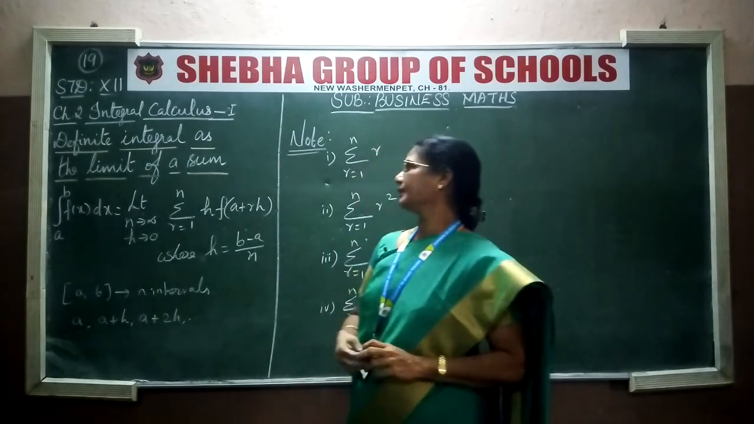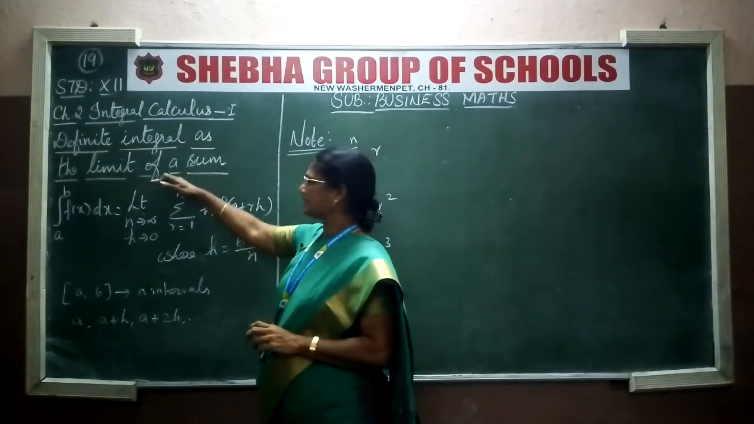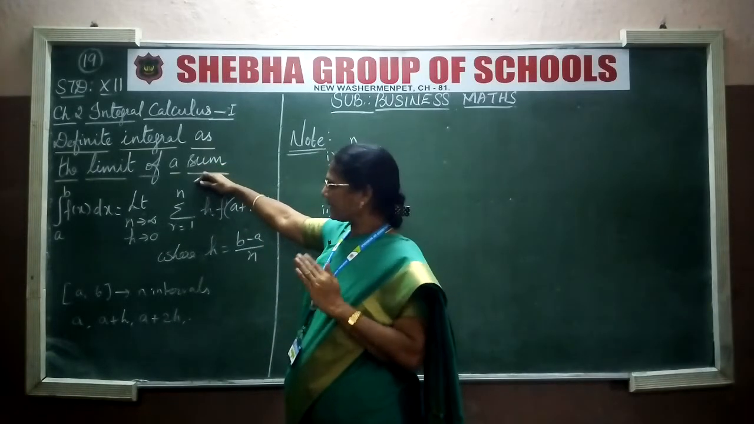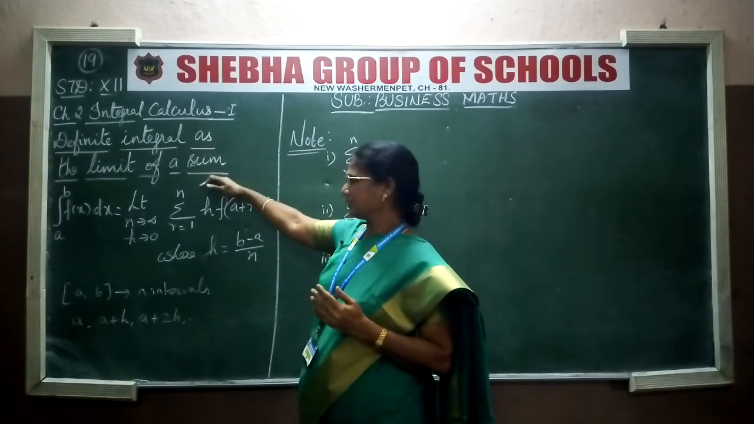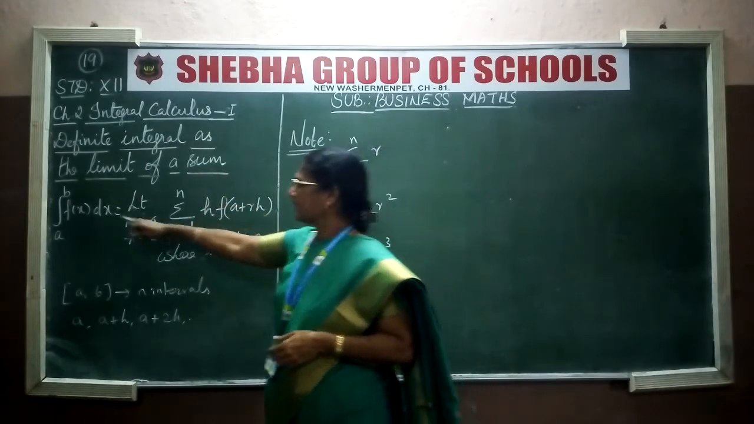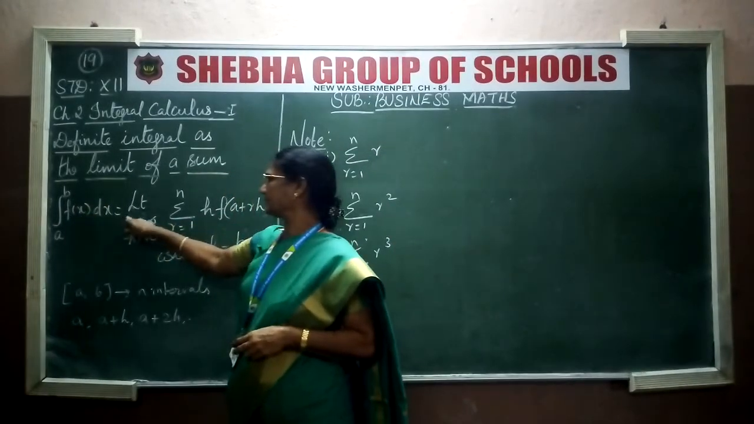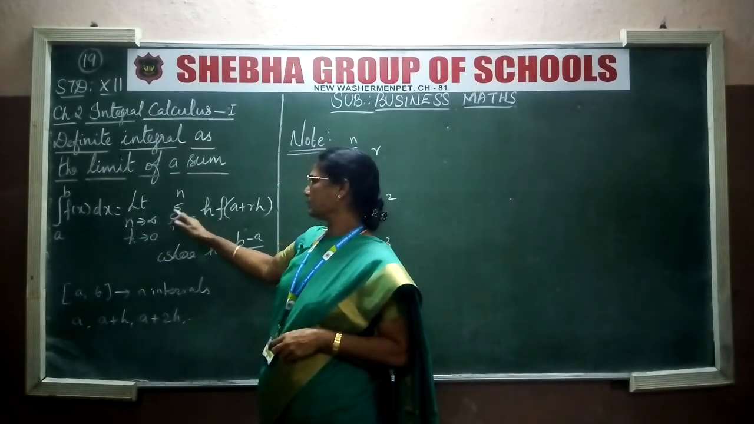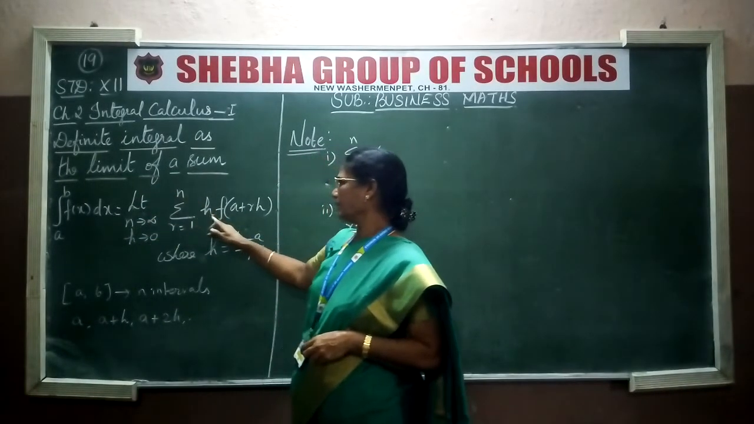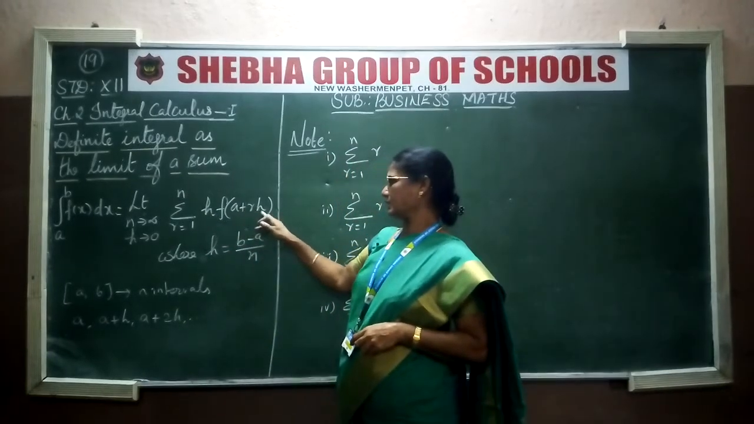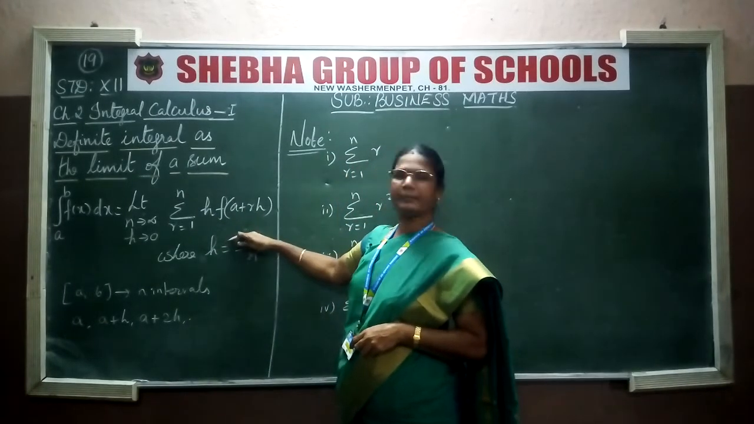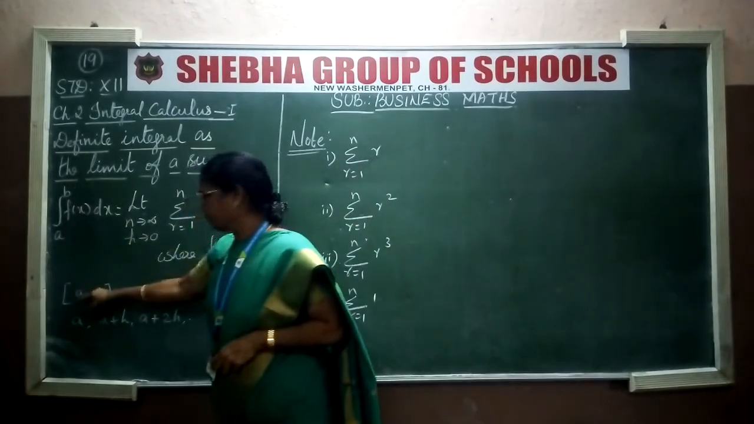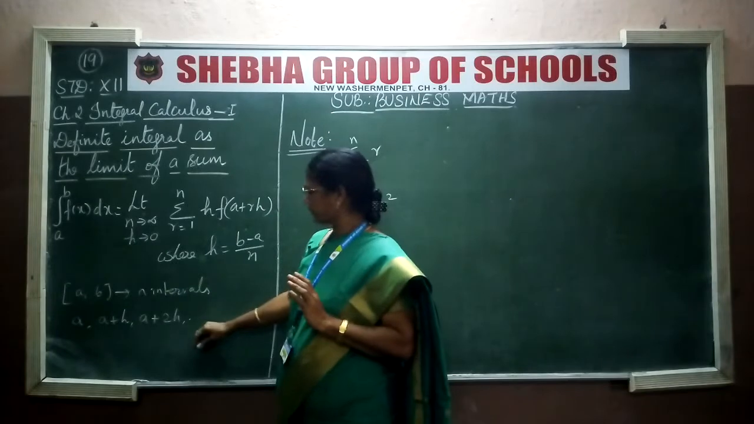Our next heading is definite integral as the limit of a sum. When limit of a sum is asked, we should not do it directly. We use this formula: integral a to b f of x dx equal to limit n tends to infinity, sigma r equal to 1 to n, h into f of a plus rh, where h is b minus a by n. We divide this interval ab into n equal parts.